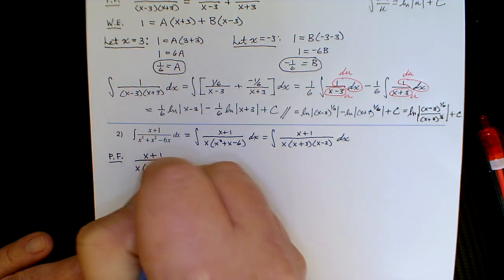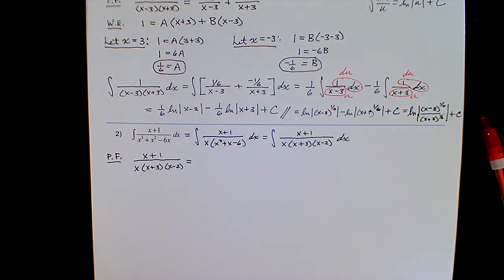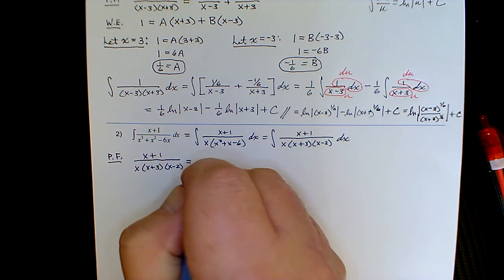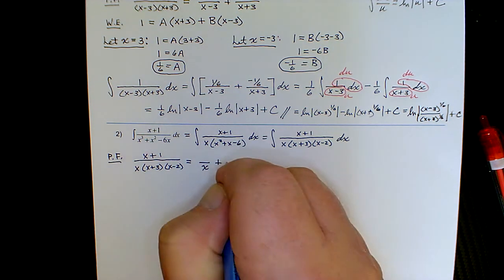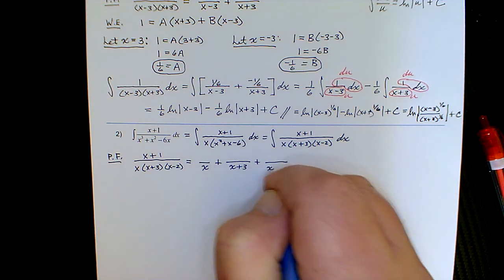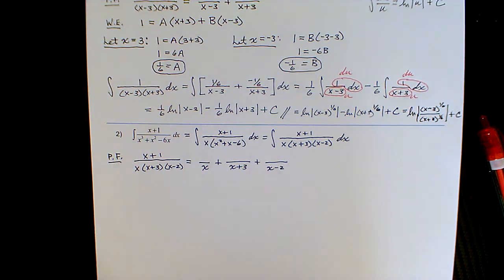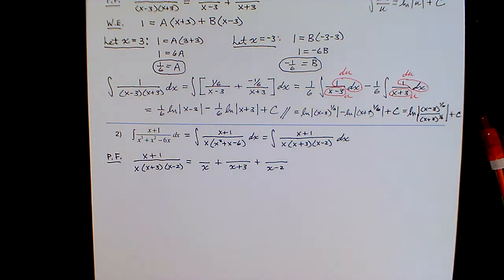plus 3, x minus 2, now equal to, okay, remember you're going to have as many terms in the decomposition as there are unique factors in the original fraction. And so in this case we're going to have 3, one with an x in the denominator, one with an x plus 3 in the denominator, and one with an x minus 2 in the denominator. Oh, and if you had factored this x minus 2, x plus 3, it won't matter. The mathematics will always work itself out.